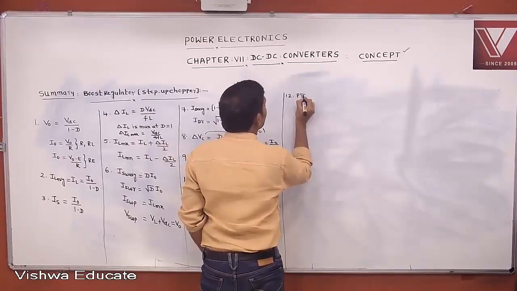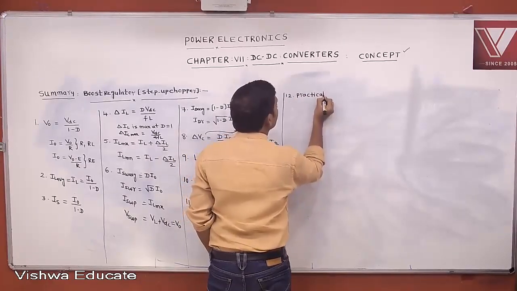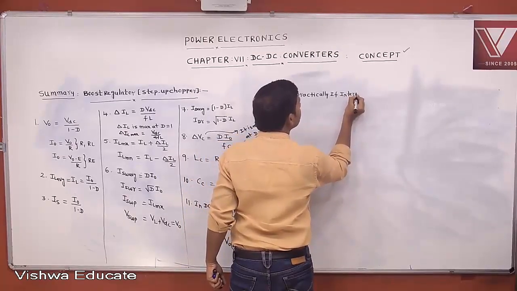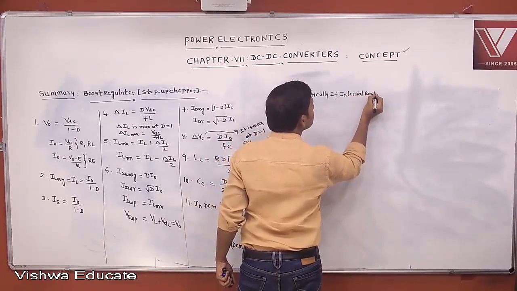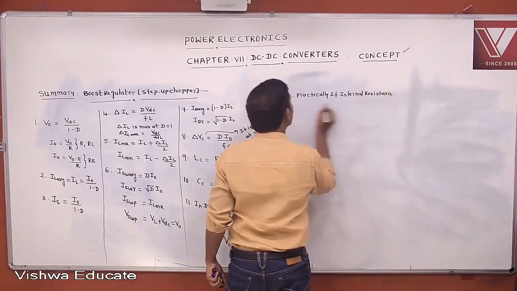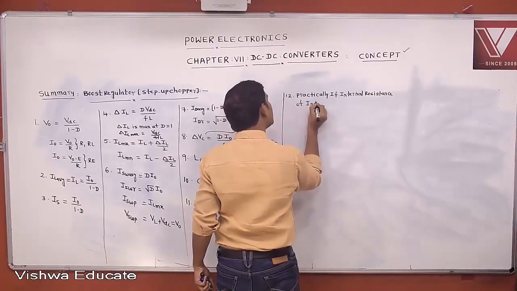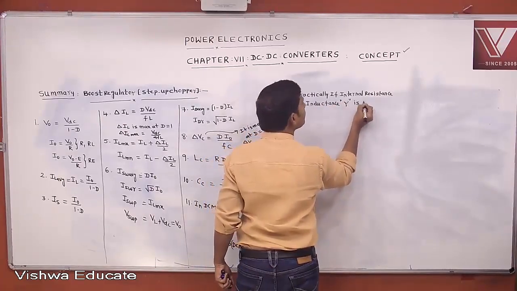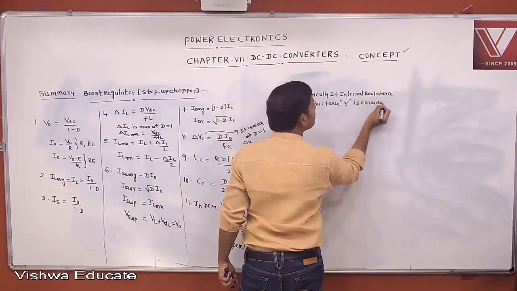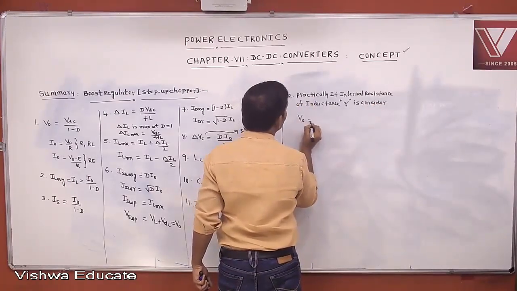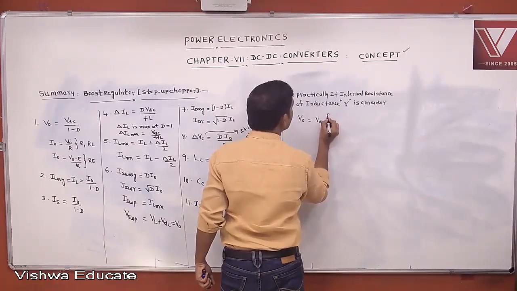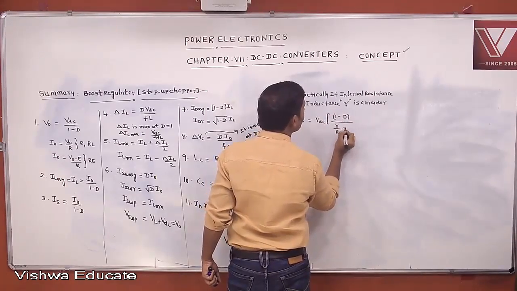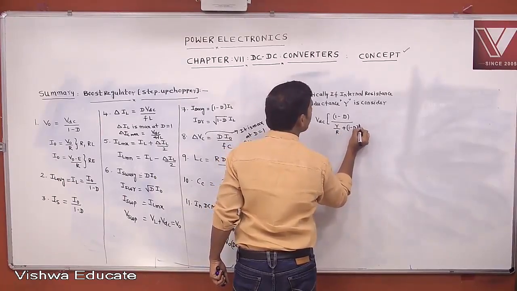Practically, if the internal resistance of the inductance, small r, is considered, can you tell what V naught is equal to? V naught equals VDC into (1 minus D) divided by [small r by capital R plus (1 minus D) whole square].